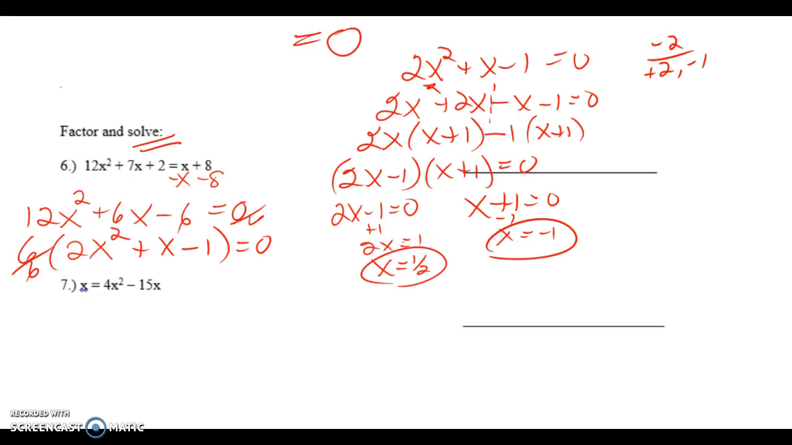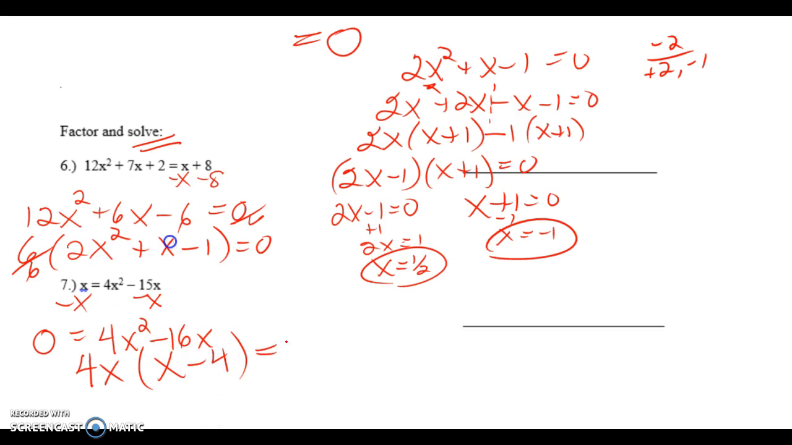Okay? Number 7. Again, I got to get everything over to one side. So let's subtract an x from both sides. This becomes 4x squared minus 16x. Everybody way overthought this. What's our go-to first step every single time? Factor out any common monomial terms. Well, guess what? I can pull a 4x out of this, and I'm left with x minus 4.